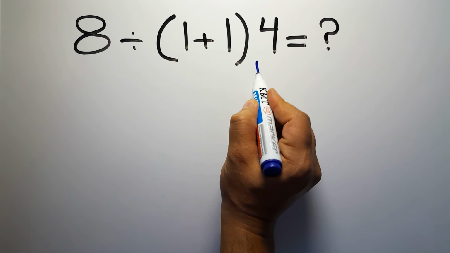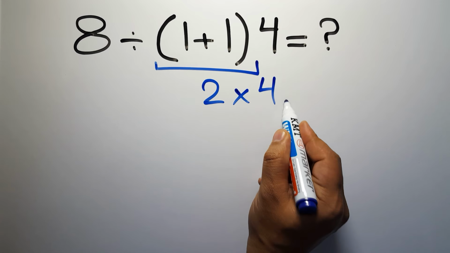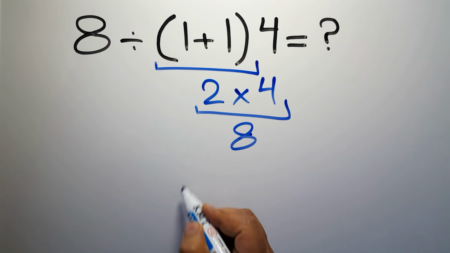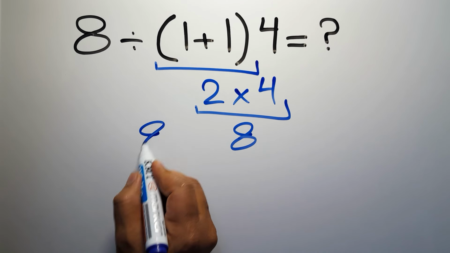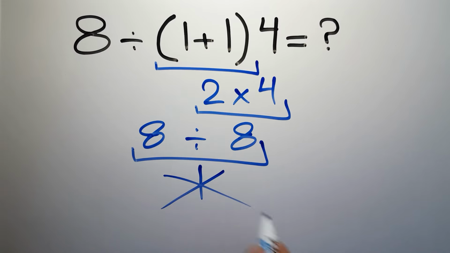1 plus 1 gives us 2. And 2 times 4 equals 8. So 8 divided by 8 gives us 1. But this answer is not correct.